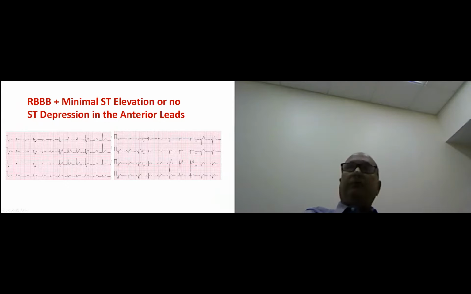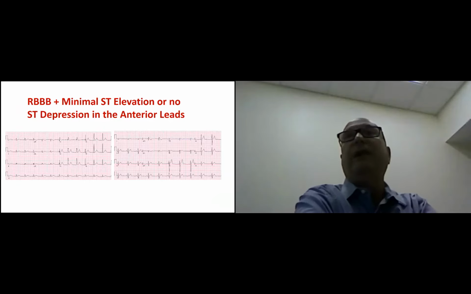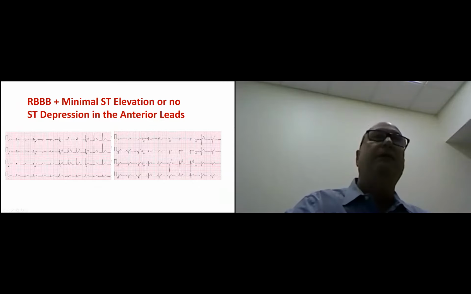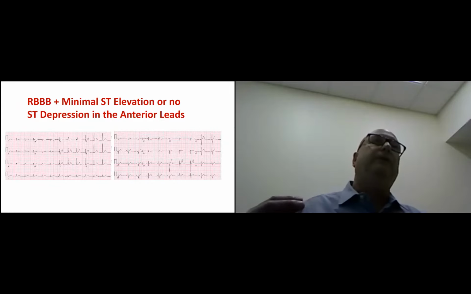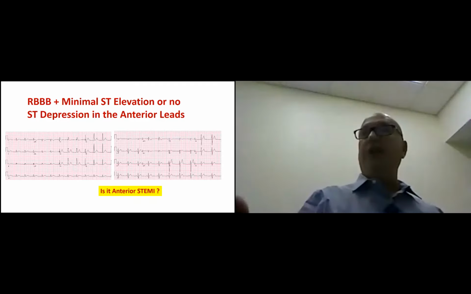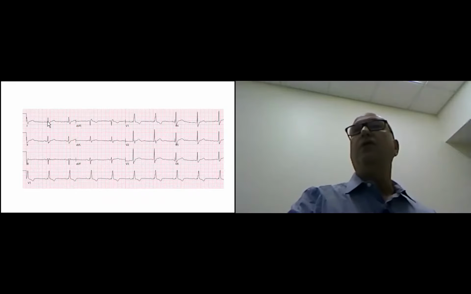And what about when we have typical or atypical symptoms that may be compatible with STEMI, and we have right bundle branch block, and we have either isoelectric ST or a little bit of ST elevation in the anterior leads? If usually we find ST depression in V1 to V3 in patients with right bundle branch block, should we change the threshold for diagnosing STEMI in those patients?